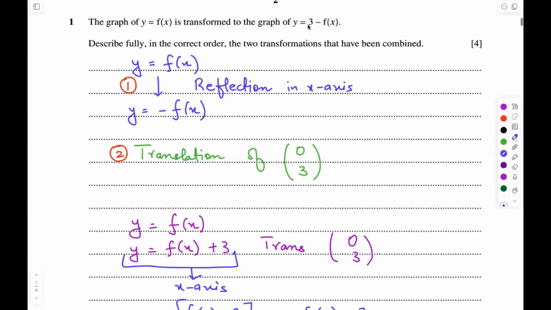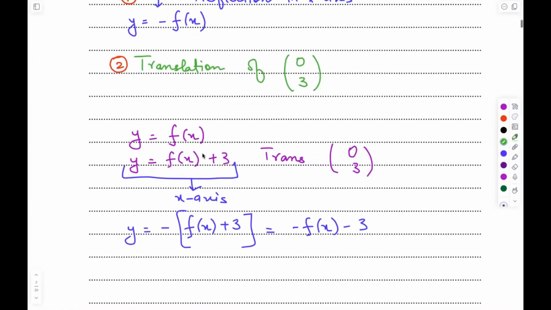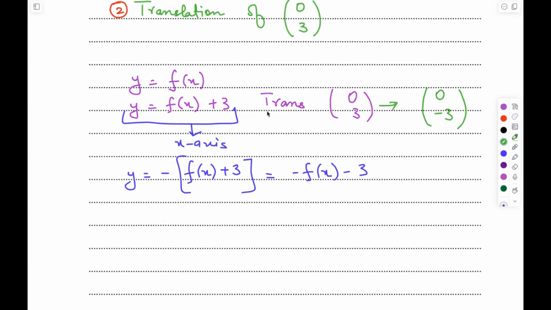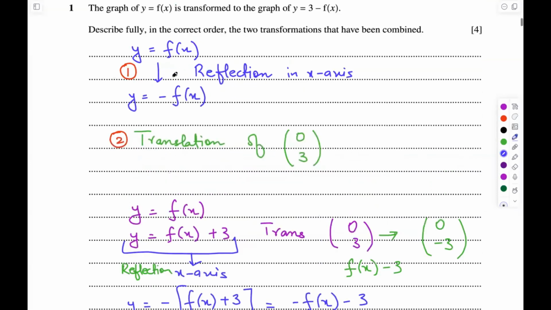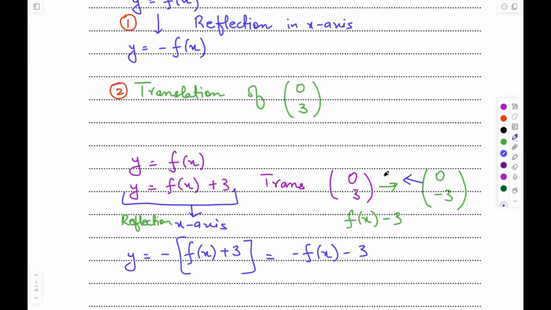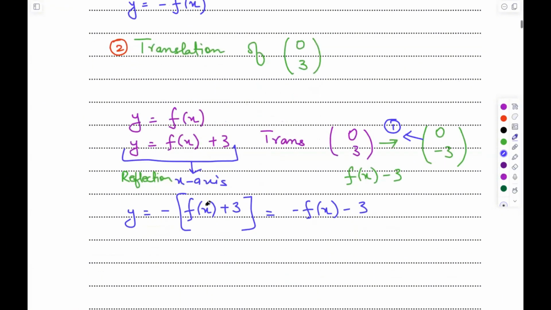But as the function has plus 3, so initially if we had done the translation first, it should have been a translation of (0, minus 3). In that case, this would have become f of x minus 3. And then a reflection in the x-axis would have made it minus f of x plus 3, or 3 minus f of x. So the two transformations in order would be: first a reflection in the x-axis and then a translation of (0, 3), or first a translation of (0, minus 3) and then a reflection in the x-axis.